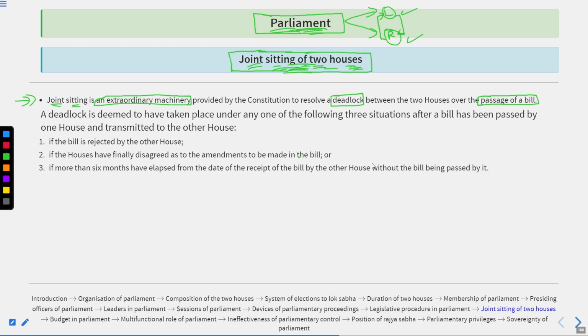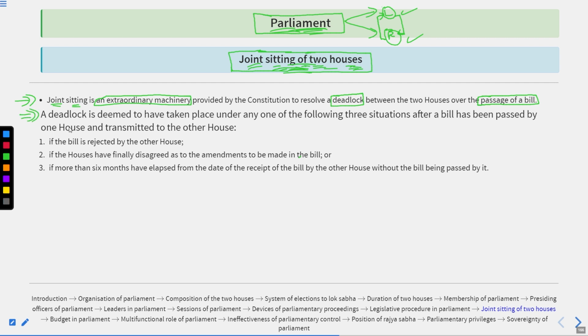Resolving this deadlock is very, very important for democracy, because without the bill being passed by both houses, it could not become an act. That's why it becomes necessary for the houses to resolve this deadlock and pass the bill, so that it could be sent for the president's assent and granted as a particular act. Got it? That's the thing.